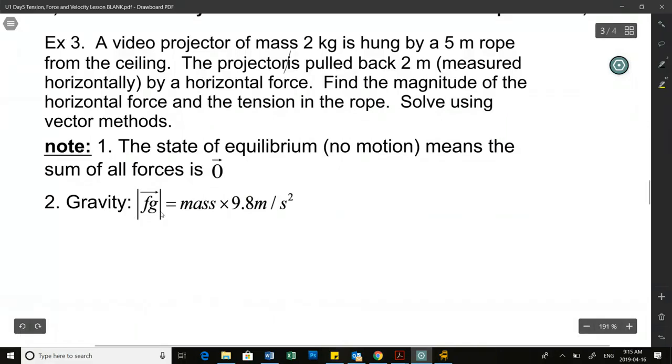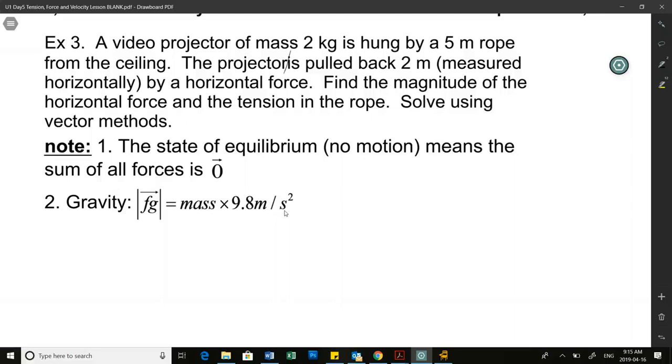Also, we know that the force of gravity can be calculated by doing the mass times 9.8. I know in physics you guys use 9.81. Yeah, well, in math we use 9.8. Okay. Shh. All you physics nerds, quiet.